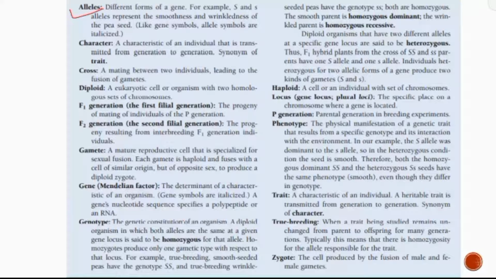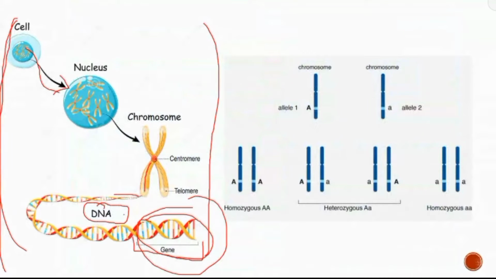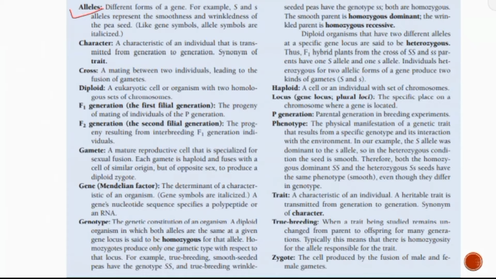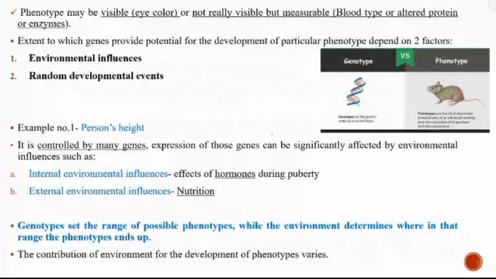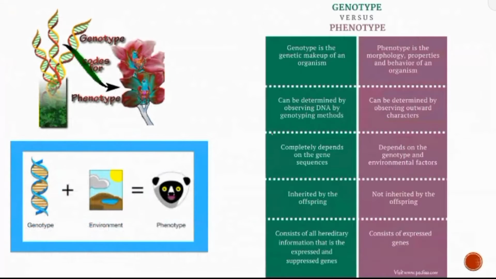Yes, ma'am. So now, what are alleles? Like here, you are saying that there is one gene present on the chromosome. What are alleles? They are different forms of a gene. The example is given here: capital S and small s alleles represent the smoothness and wrinkleness of the species. When we study the experiments carried out by Mendel, then you will understand what capital S and small s are.